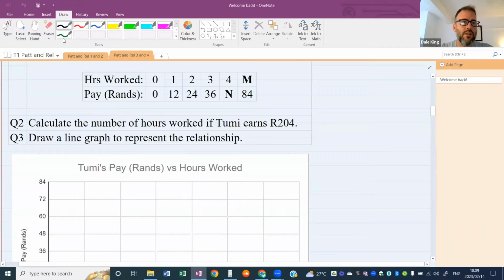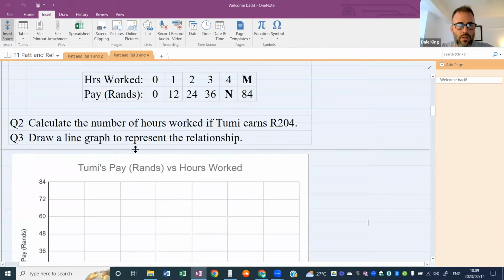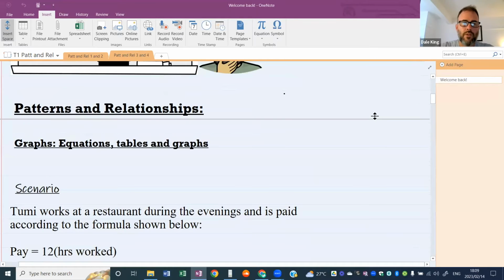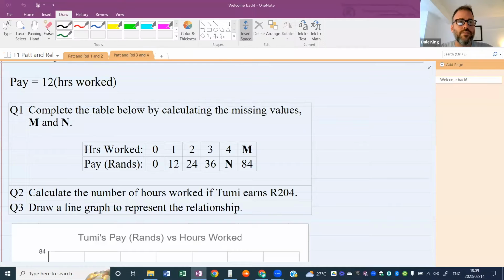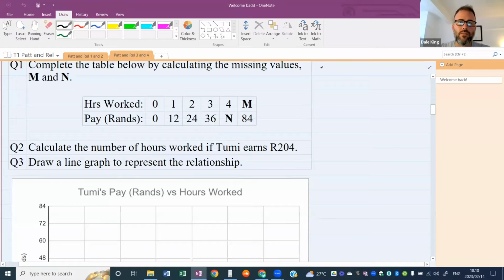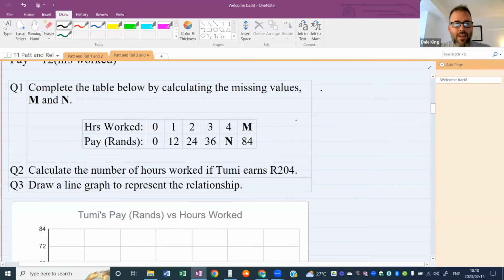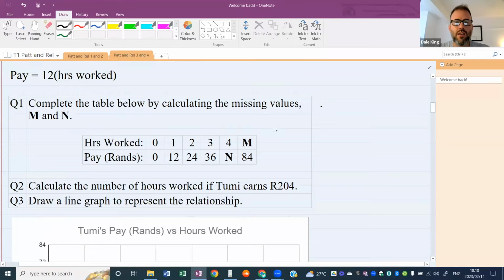All right, I'm going to create a little bit of space down here for me to work. Let's do it on the side. Okay, so the first one I want to do is work out N, this one over here. To work out N, which is pay, I can actually use the formula, because the formula says pay is equal to 12 times the hours worked. I'm going to write the whole word out. I take 12 and multiply it by the hours worked. Now the hours worked, if I go straight up, is 4. So I can substitute 4 in there for the hours worked. And we should get an answer of 48.